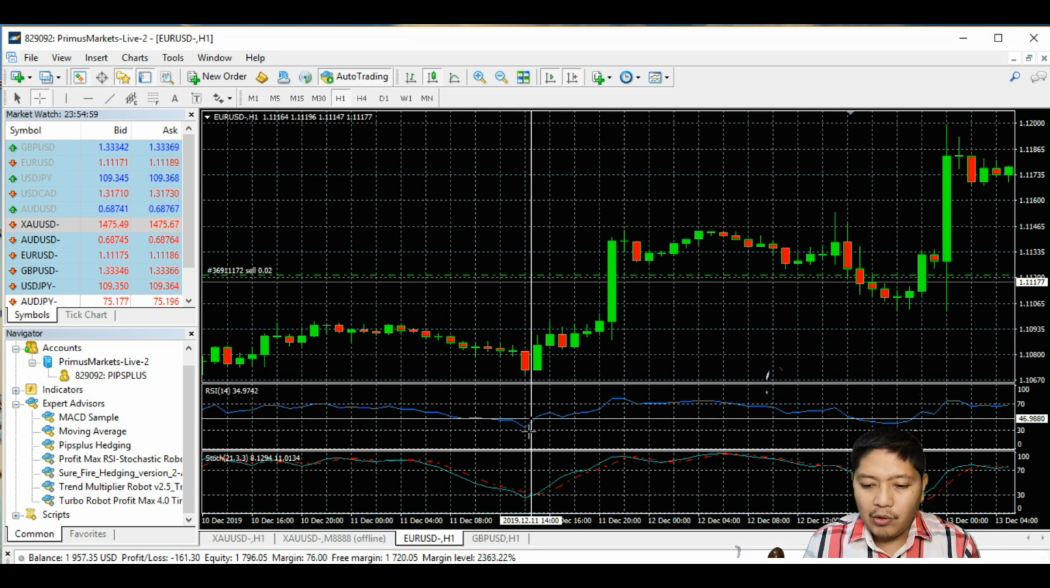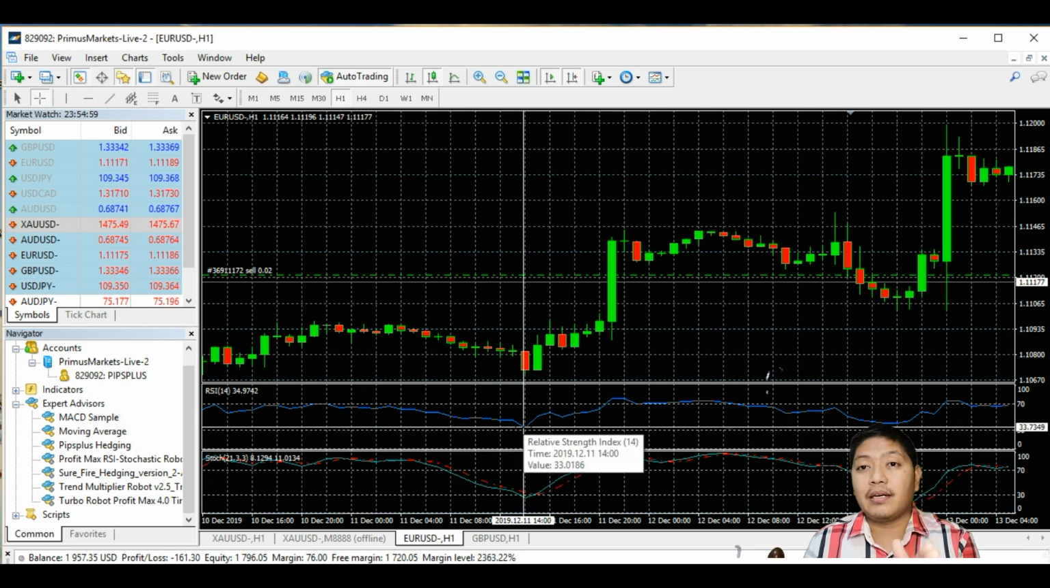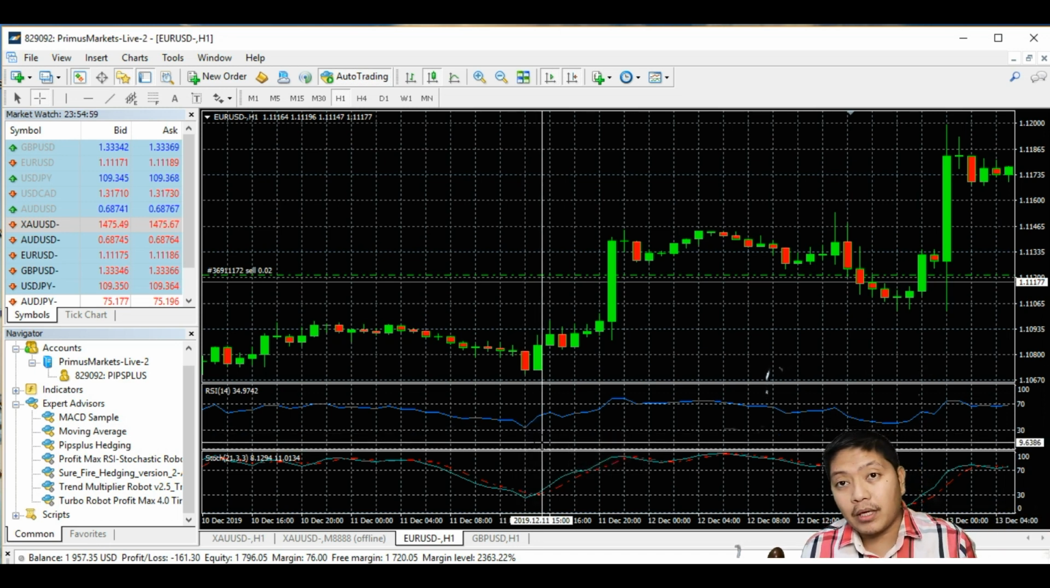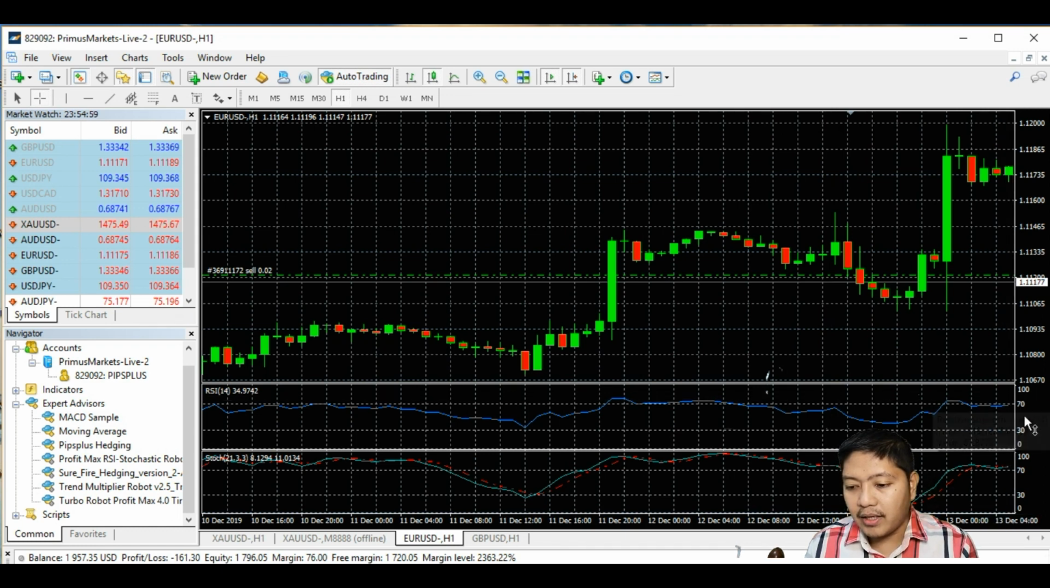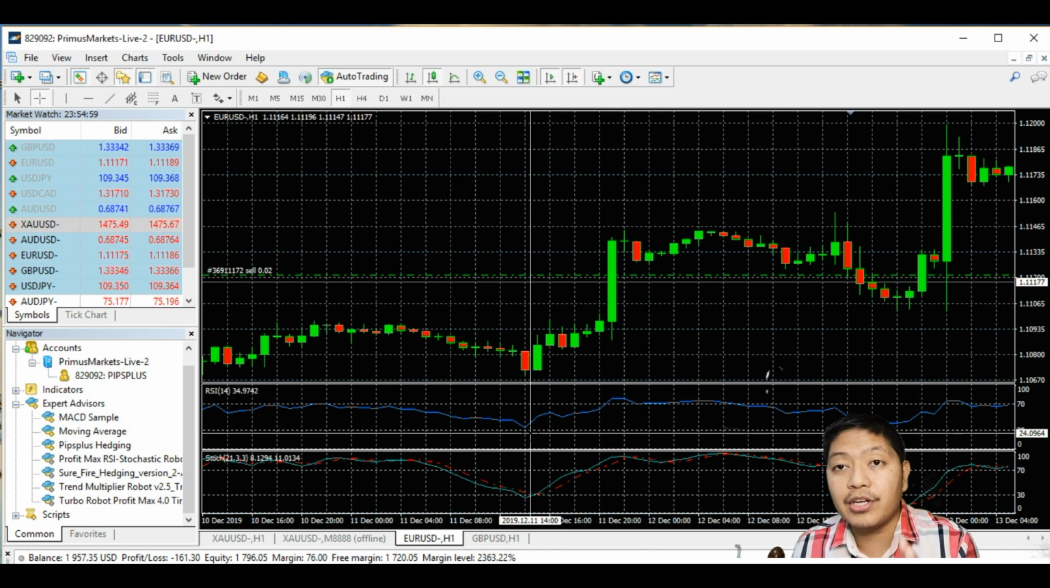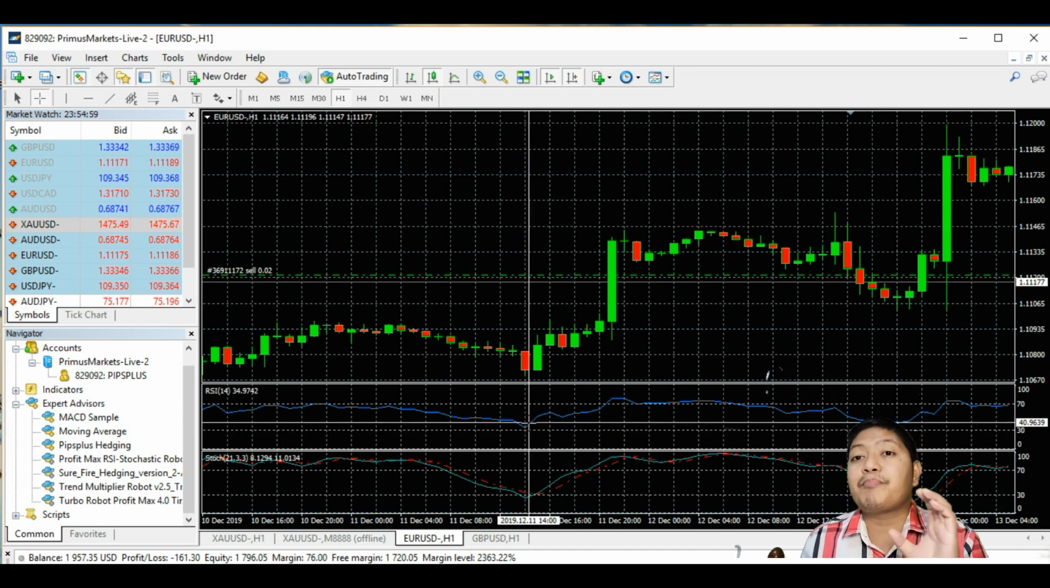So make a note that you only enter the trade if it passes back from your oversold or overbought. Like we have 70 overbought and 30 oversold. The moment it reverses, there is a possibility.